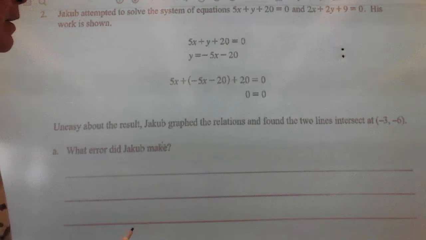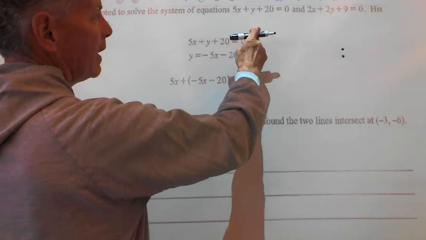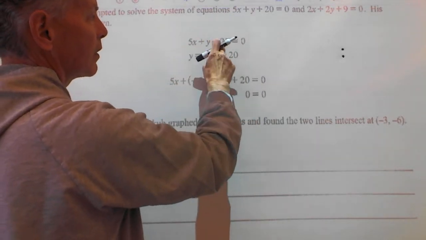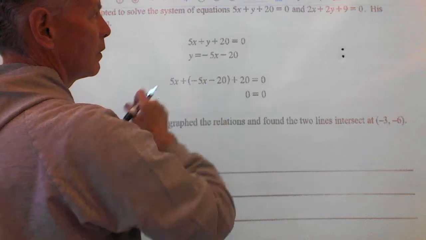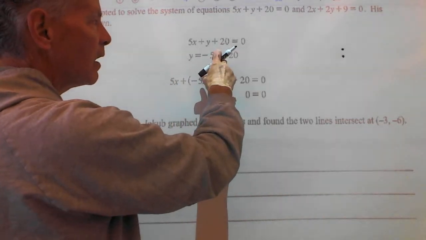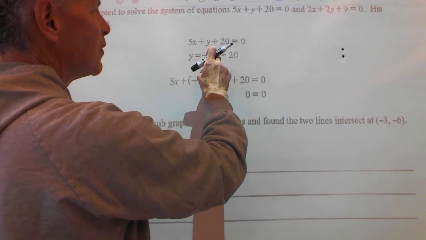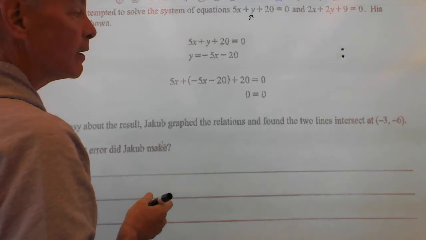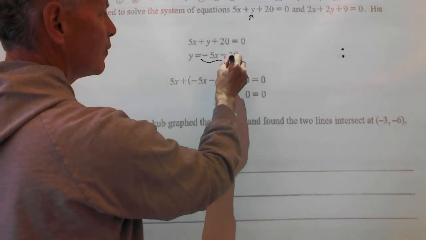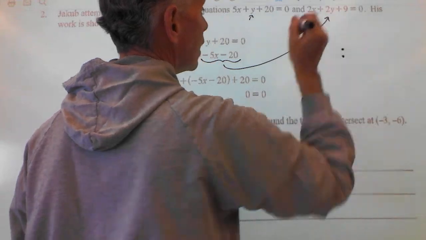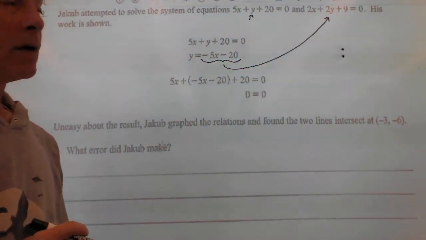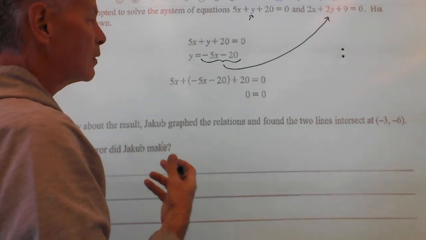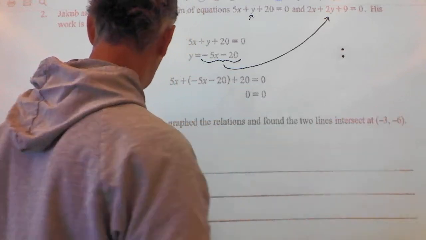What error did Jacob make? Well, take a look. He used the first equation to isolate y, right? He used the 5x plus y plus 20 to isolate y. And then when he got that value, he made the mistake of subbing that value back into the first equation, where what he should have done is taken this value for y and subbed it into the second equation. Had he done that, he wouldn't have got 0 equals 0. He would have actually found a value for x of negative 3.